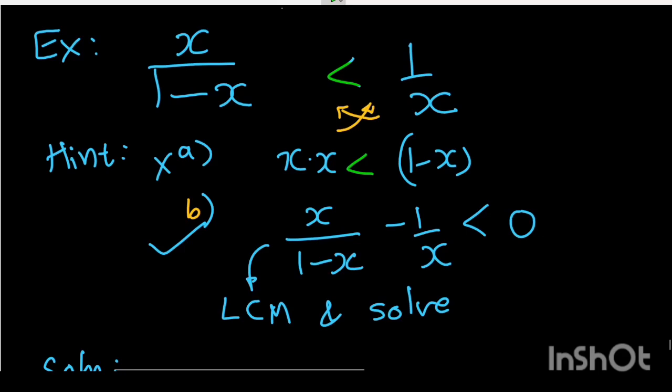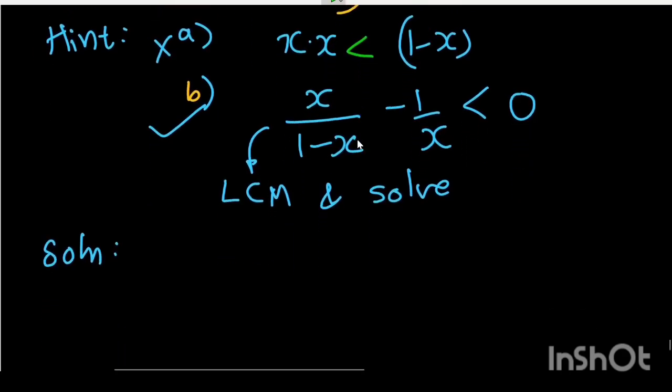Sometimes in some questions it can be cross multiplied, but then we have to make the assumption that 1 - x is positive, x is positive, and so on. Then we have to take two cases and solve. As of now, this kind of cross multiplication of a variable from one side of the inequality to the other side, we shouldn't do that.